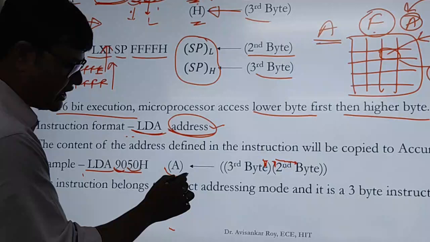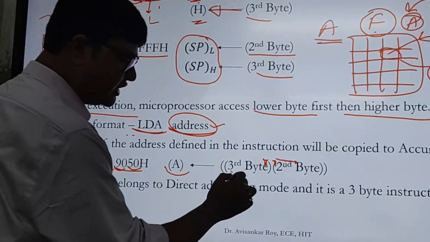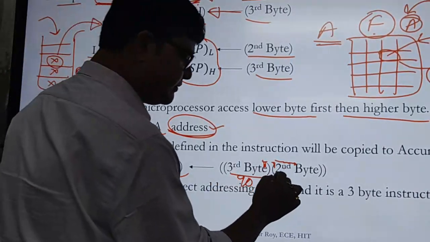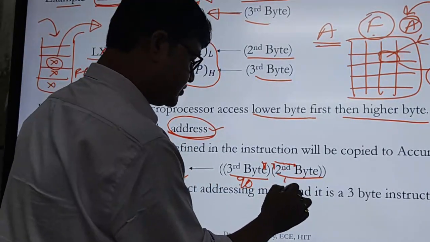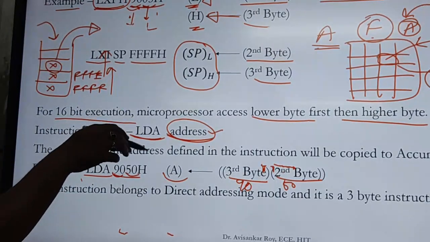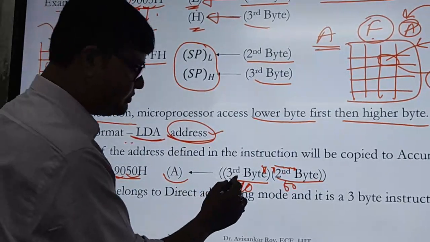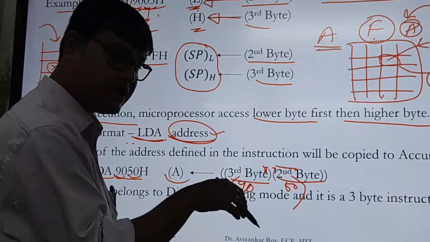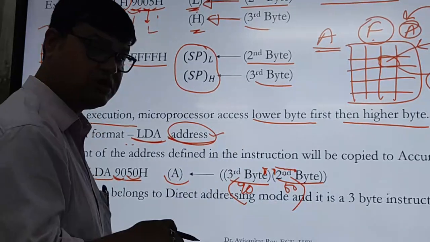Here we write the accumulator annotation. Third byte means the third time we enter, 90. Second byte means the second time we enter, 50. So the annotation is: third byte within bracket, second byte within bracket, whole bracket, because it is the whole bracket of 9050. So the content stored in the 9050 memory location will transfer to the accumulator.